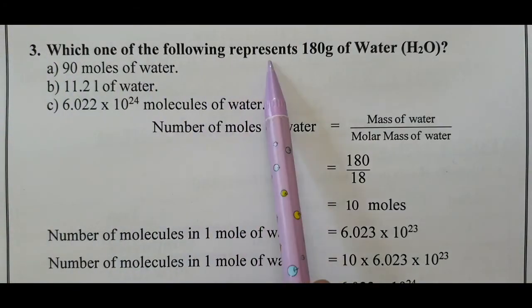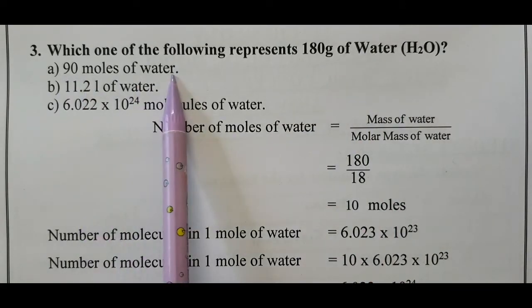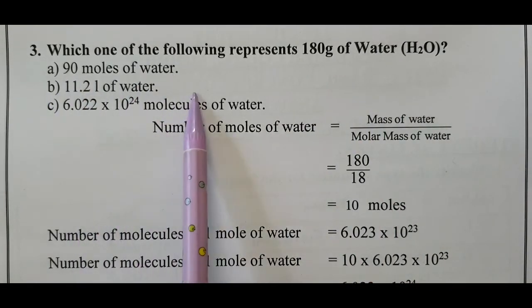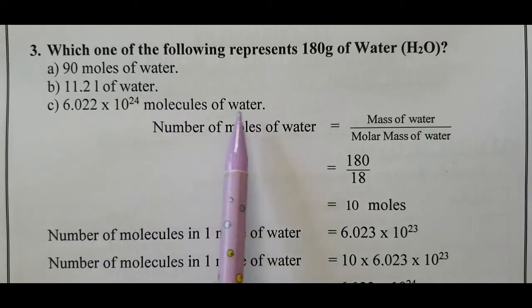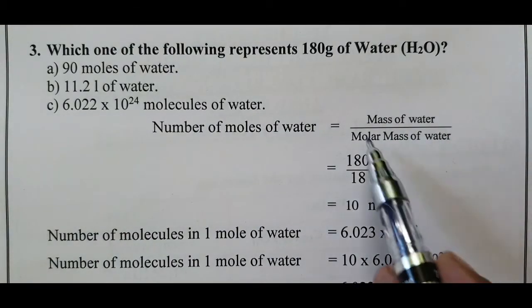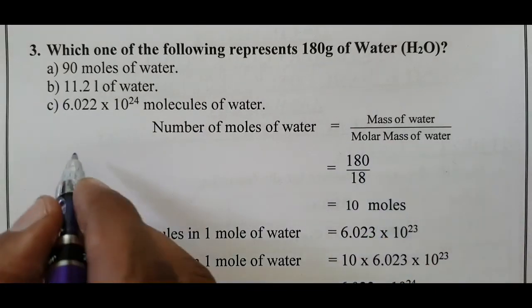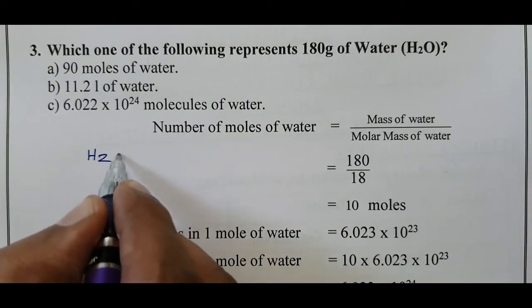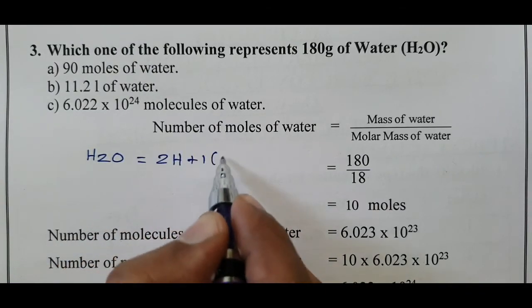Which one of the following represents 180 gram of water? 90 moles of water, 11.2 L of water, 6.022 into 10 power 24 molecules of water. First we have to find the number of moles of water. Number of moles of water equals mass of water divided by molar mass of water. How to find the molar mass of water? Water's molecular formula is H2O. It contains how many hydrogens? 2 hydrogen and 1 oxygen.